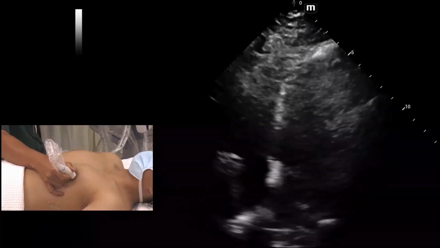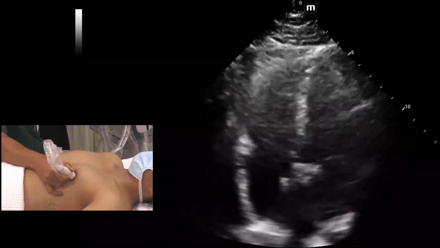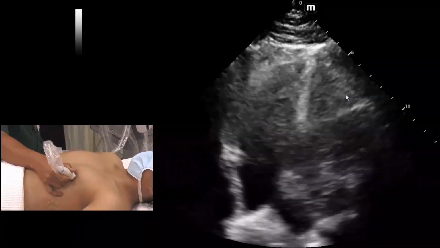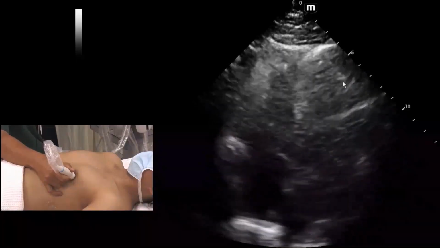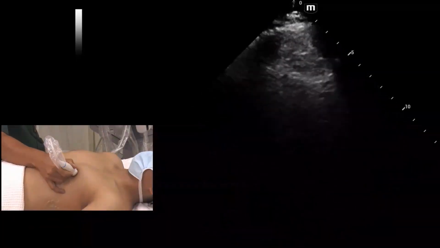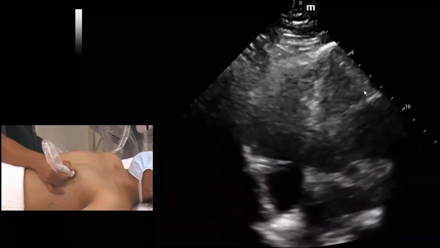Some people will measure E to E prime, etc. But I don't think we have time for that when resuscitating a patient in shock. If you see the LA dilated and the LV dilated, the diastolic function is compromised, right? Simple as that. Next is looking at the right systolic function.